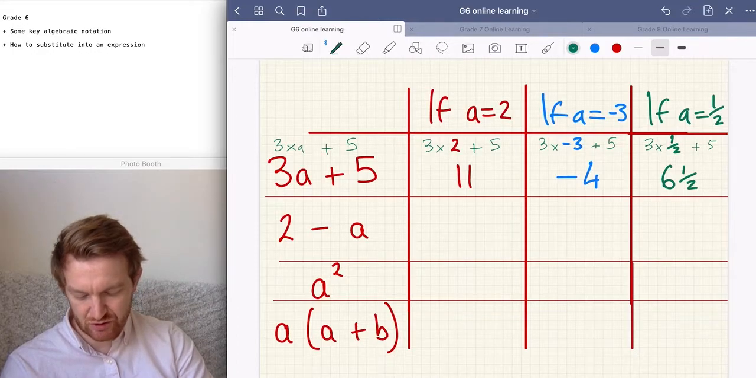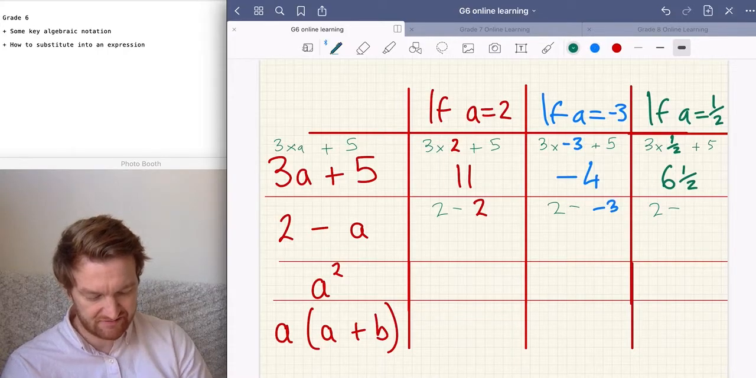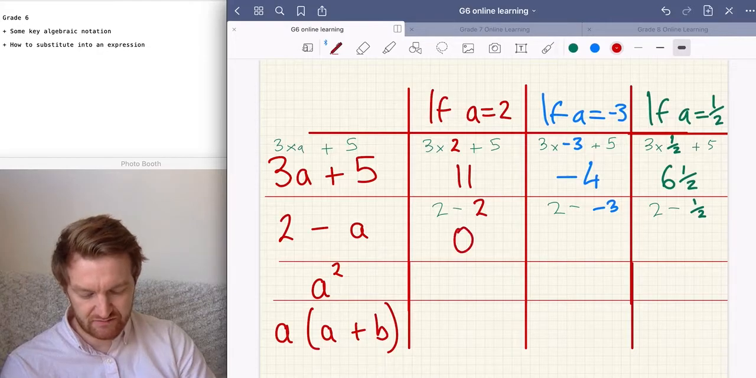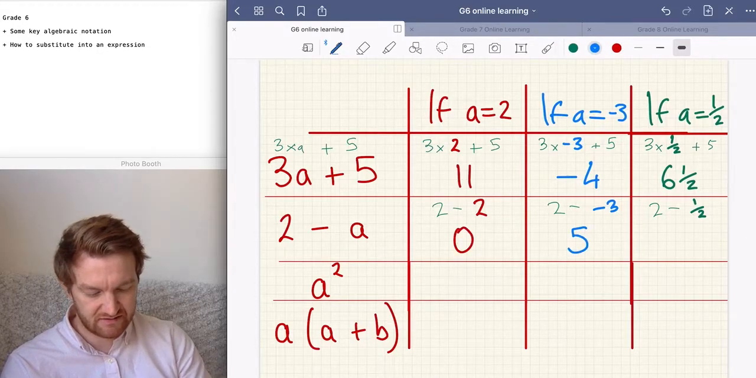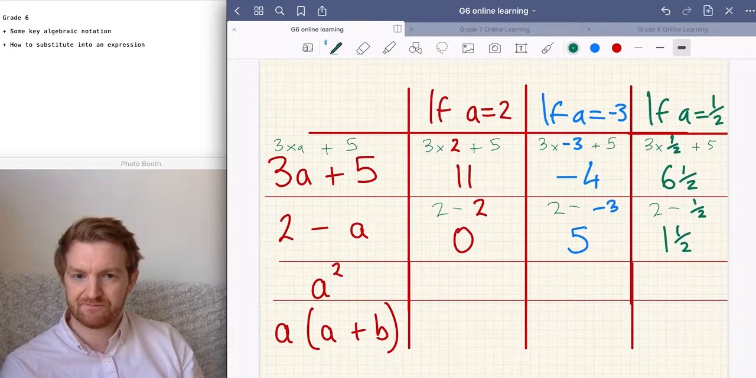Here we can say it's 2 minus a, so 2 minus something. We could try it with 2. We could try it with negative 3. We could try it with a half. 2 minus 2 is 0. 2 minus negative 3, minus minus makes a plus. 2 minus a half makes 1.5. So different values depending what we put in.